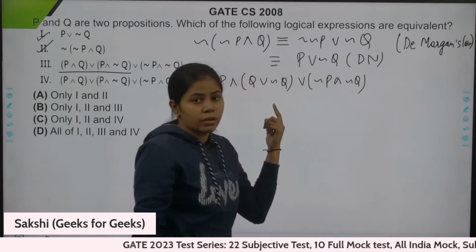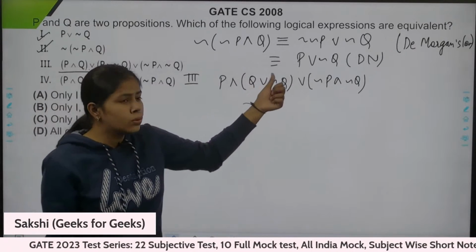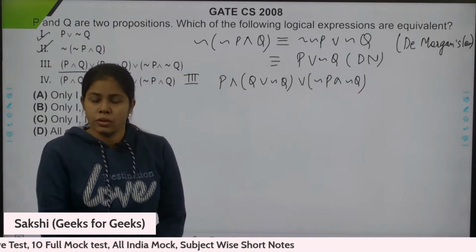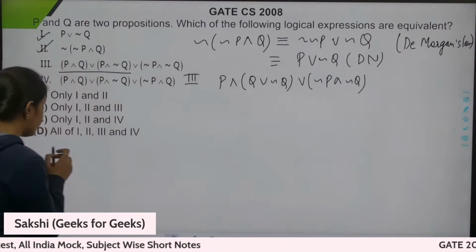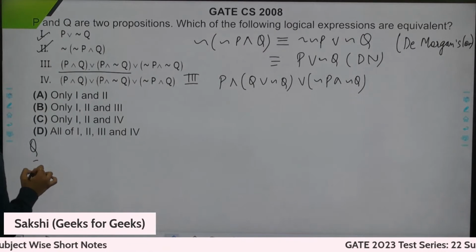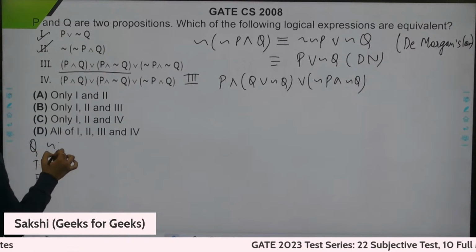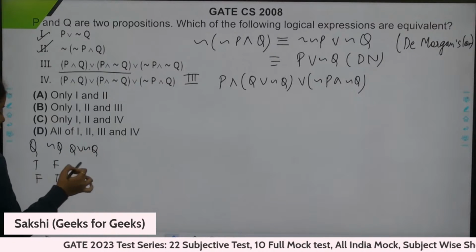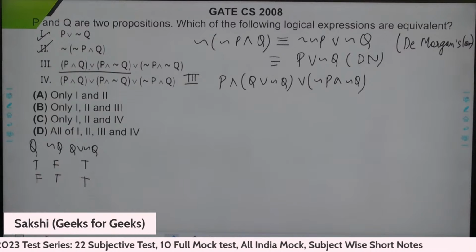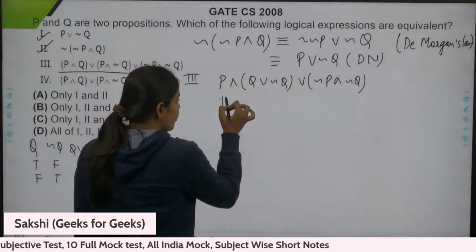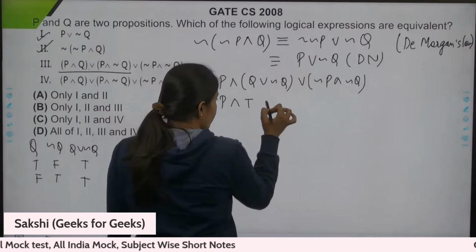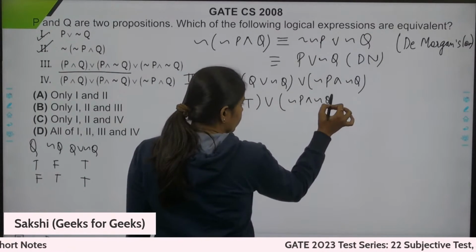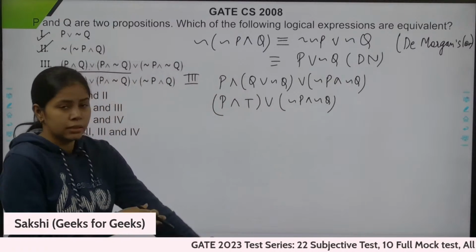And the last term remains the same, negation P and negation Q. Now if you remember, using negation laws, Q or negation Q will always be true. How? Let's see. Q is true, false. Negation Q will become false, true. If I take Q or negation Q, it will become true or false, which is true, false or true. So that means it will always be true. P and true, or negation P and negation Q.